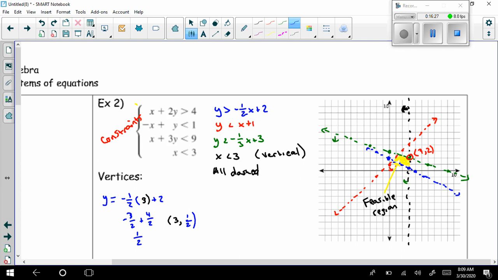Another vertice is where the blue crosses the red. And so again, I can just use substitution. So we have y is equal to -1/2 times x plus 1 plus 2. So -1/2 x minus 1/2.